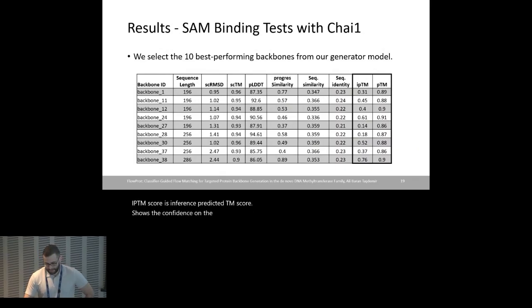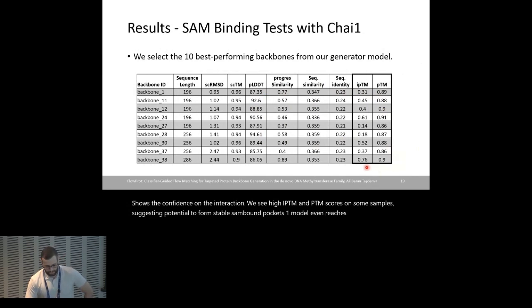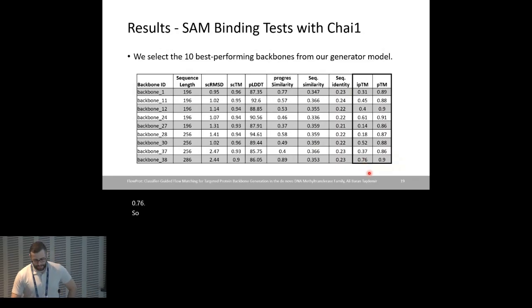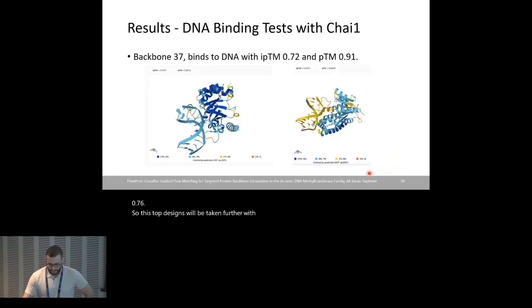We see high ipTM and pTM scores on some samples, suggesting potential to form stable SAM-bound pockets. One model even reaches an ipTM score of 0.76. So these top designs will be taken further with MD simulations.